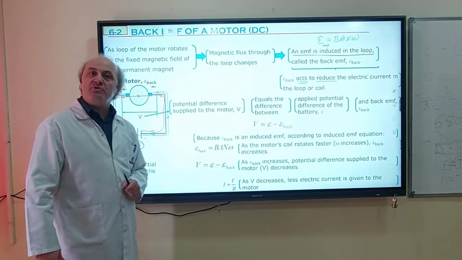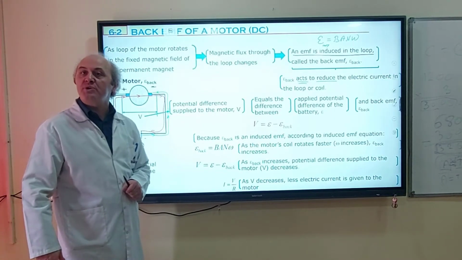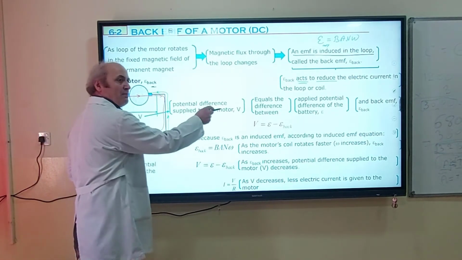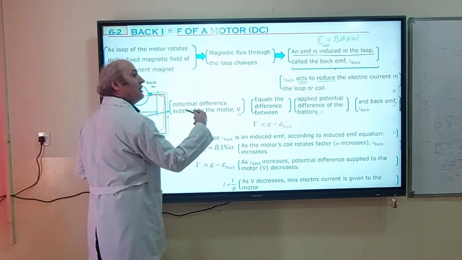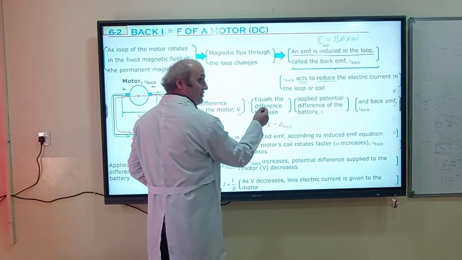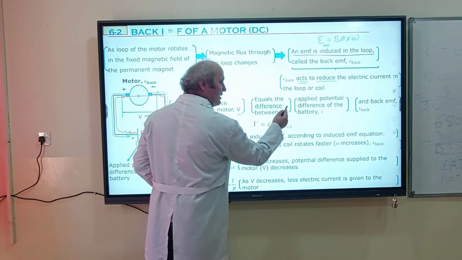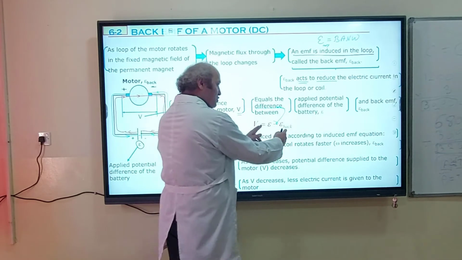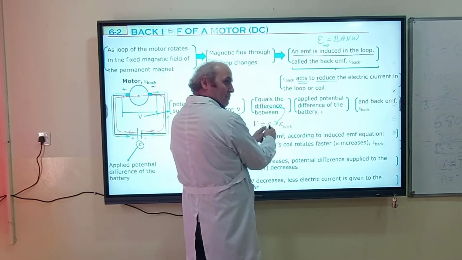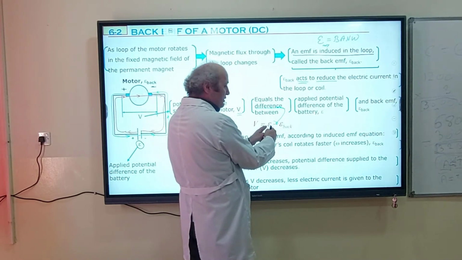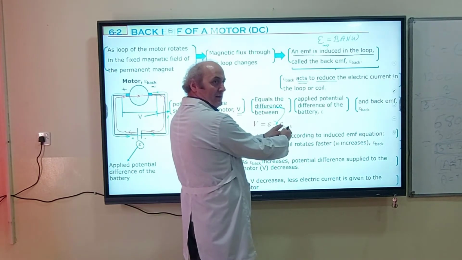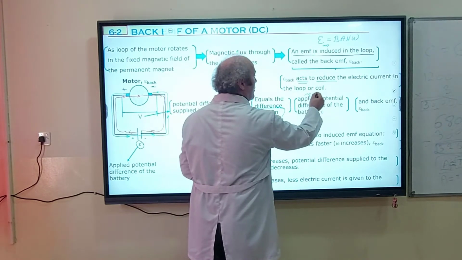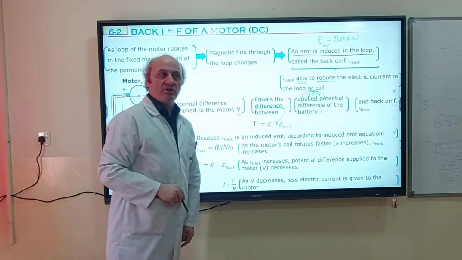We are going to subtract the EMFs. Why? Because their current directions are opposite. Then the potential difference supplied to the motor, V, is equal to the difference. What does difference mean? Subtraction. Difference between which two? Between the applied EMF, the applied potential difference of the battery, and the back EMF. E minus E back. This statement is a ministry exam question.